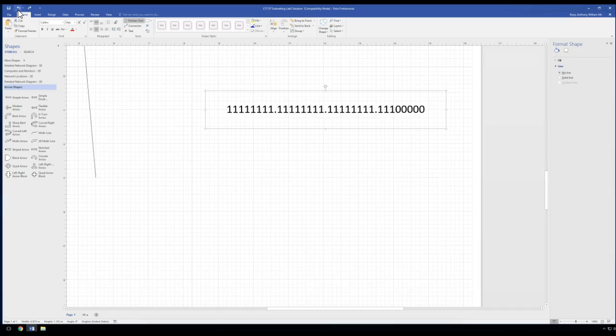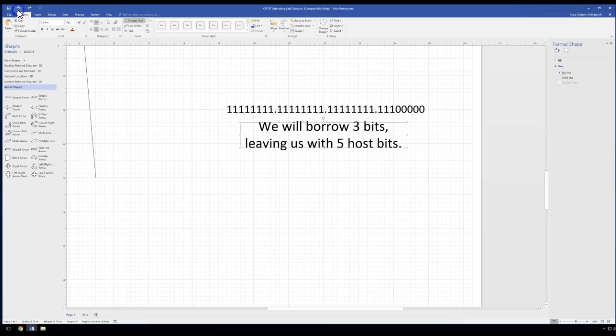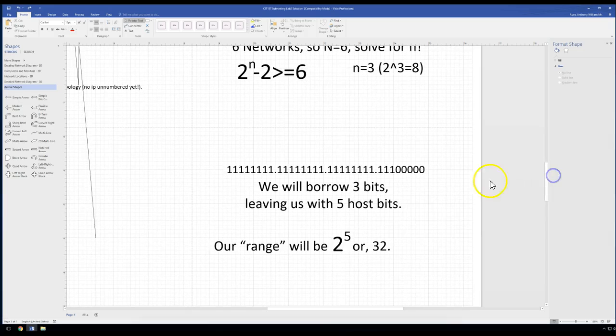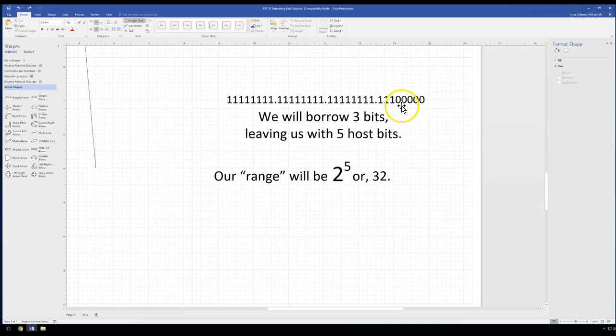So our new subnet mask is actually going to look like this. 24, 25, 26, 27. So we're going to have a /27, and that is going to leave us with 5 host bits that are still zeros here. So our range is going to be 2 to the 5th, or 32. We're using 2 to the n, we don't do the minus 2 as far as the range. That's 2 to the number of bits left over. So there are 5 bits left over.